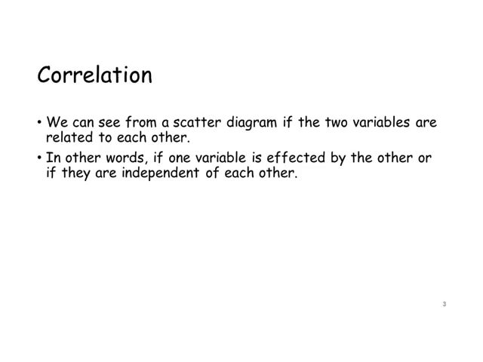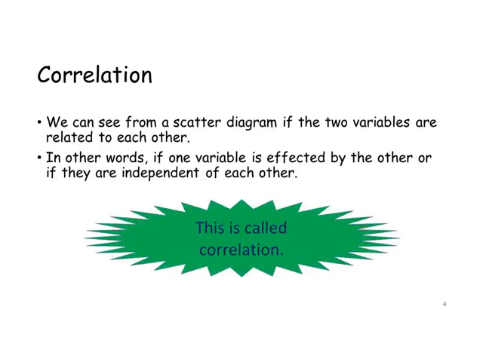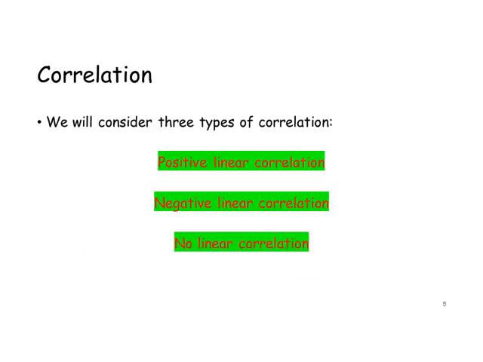So we also have correlation. We can see from the scatter diagrams if the 2 variables are related to each other. In other words, if one variable is affected by the other, or if they are independent of each other. And this is called correlation. We will consider 3 types of correlation: positive linear correlation, negative linear correlation, and no linear correlation. So let's look at each of those to see what it is.